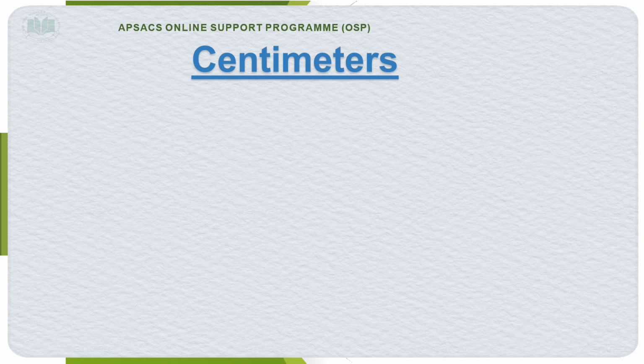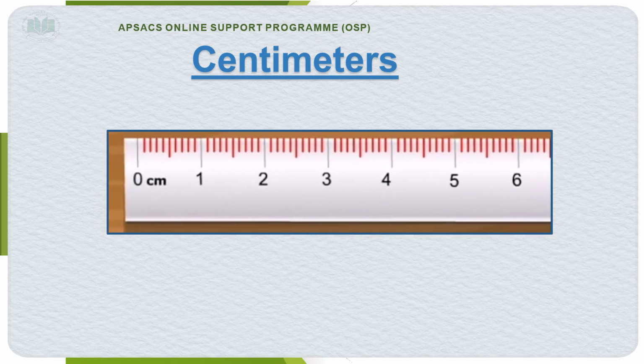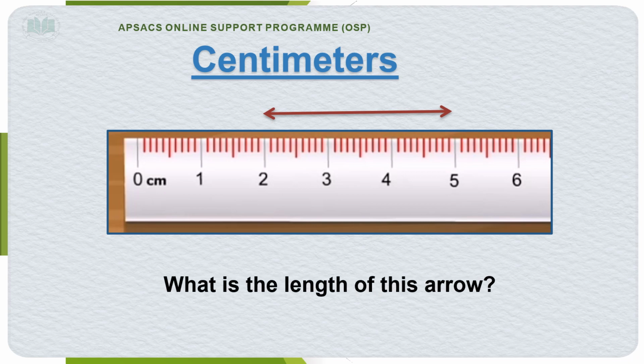Okay students, now here I have a scale and an arrow line I have drawn. Can you tell me what is the length of this arrow line? 5 centimeter? No, not 5 centimeter. See, the arrow line is starting from 2. So we will consider 2 as 0, as I have told you that we start counting from 0 to 1 as 1 centimeter. So here 2 will be considered as 0.